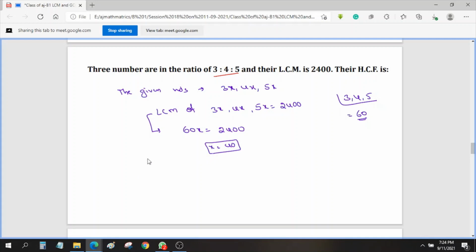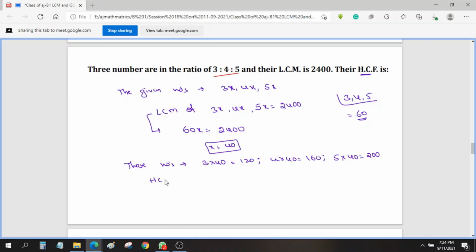After getting x equal to 40, we need to find their HCF. For that, first we need to find those numbers. What are those numbers? 3 into 40, which is 120. Next 4 into 40, that is 160. And next 5 into 40, that is 200. So these are all the numbers.